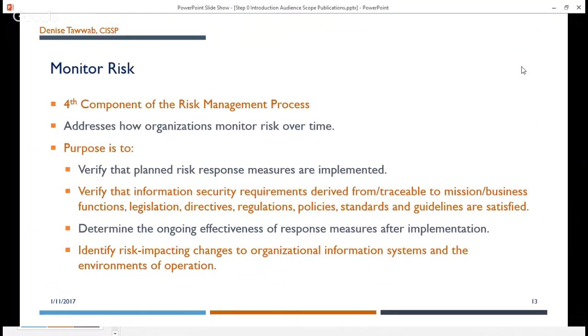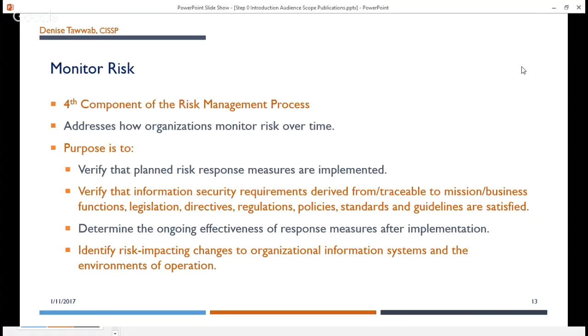The fourth component in the risk management process is risk monitoring. The risk monitoring component addresses how organizations monitor risk over time. And the purpose of risk monitoring is to verify that planned risk response measures are implemented, to verify that the information security requirements that were derived from the mission business functions are actually satisfied, and to determine that the controls that have been implemented to respond to risk are actually effective, that they were implemented correctly, are operating as intended, and are giving the business the desired security protection or the desired result.